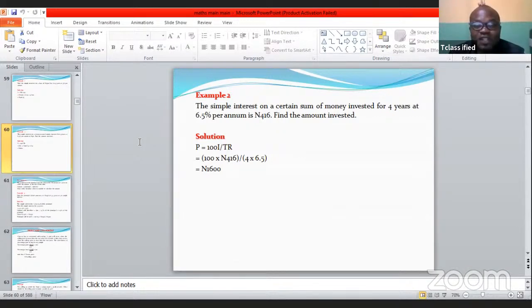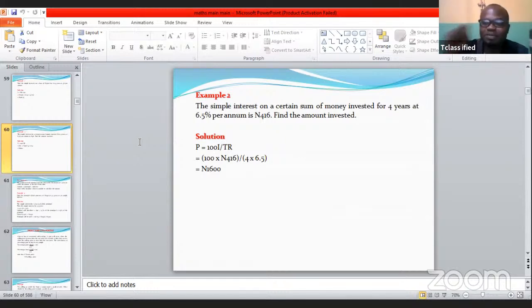Okay, let's look at another problem. The simple interest on a certain amount of money invested for 4 years at 6.5% per annum is 416. Find the amount invested. So here you're given this simple interest as 416. Now you're told to find the amount, and I told you that you simply make the amount, which is the principal, the subject of the formula. So in that case, P becomes equal to 100I over TR. So sort it out: 100 times 416 all over 4 times 6.5, giving us 1,600.